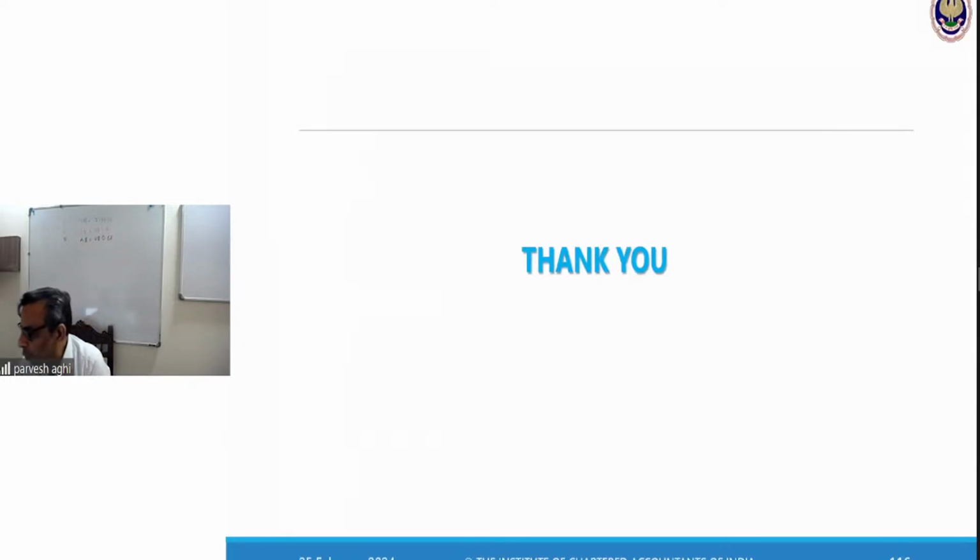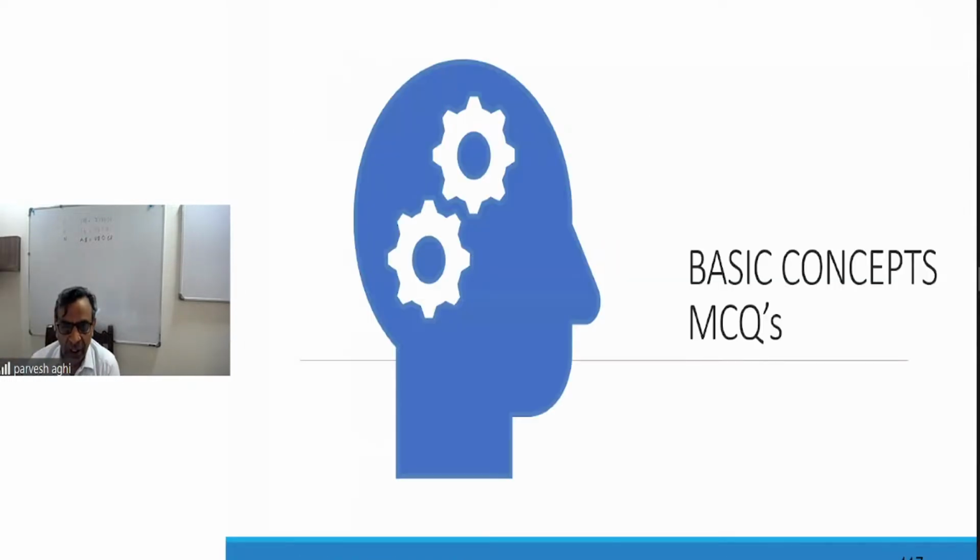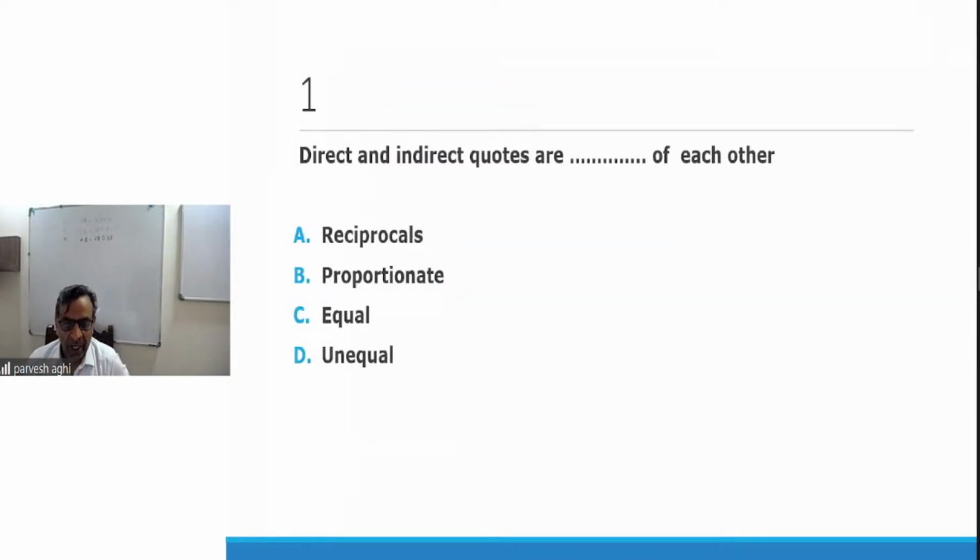Okay. So that concludes the topic for the day. Let's have a quiz before we close down for the next 5 minutes. Direct and indirect quotes are dash of each other. Reciprocal, proportionate, equal, unequal. Just answer this question. Direct and indirect quotes are dash of each other.